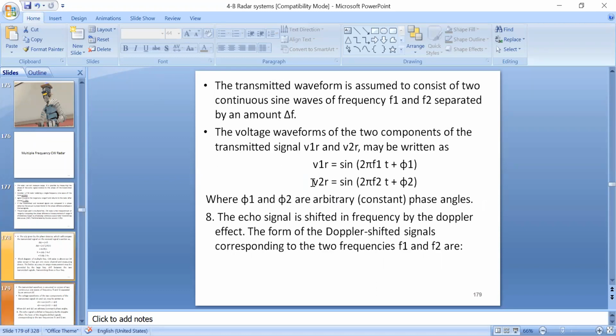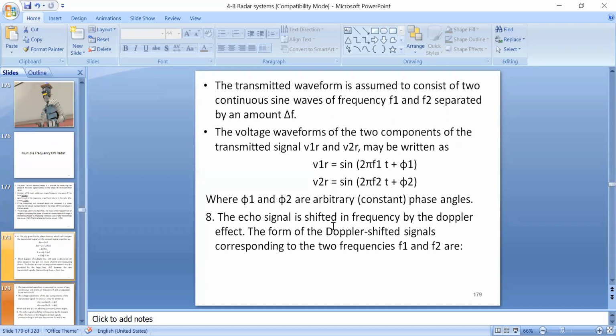So see here, consider the two waveforms which consist of frequency information, time information and phase information. The relative velocity waveform V1R is equal to sine of 2 pi f1t plus phi 1, and V2R is equal to sine of 2 pi f2t plus phi 2, where phi 1 is the phase information of the first signal and phi 2 is the phase information of the second signal, right?